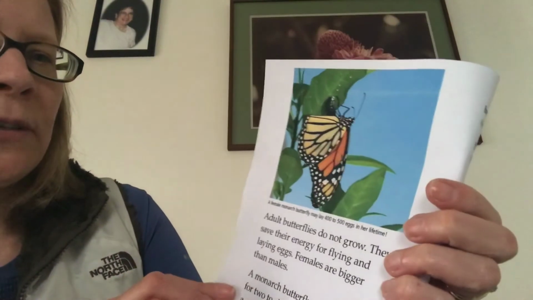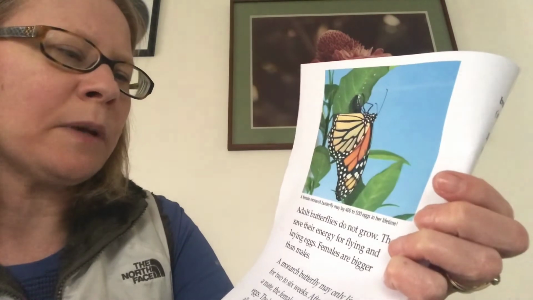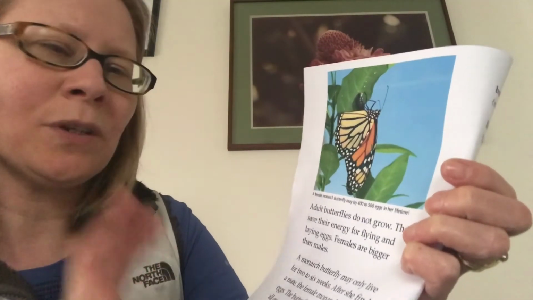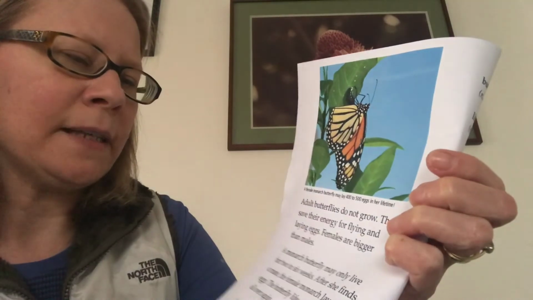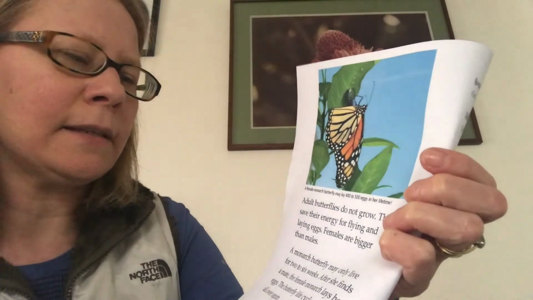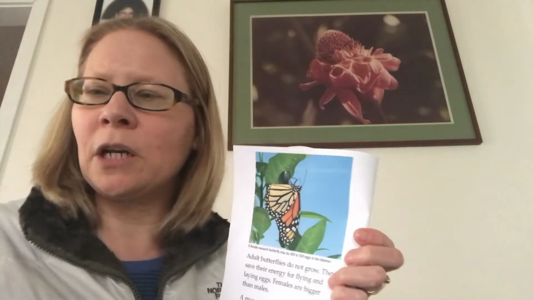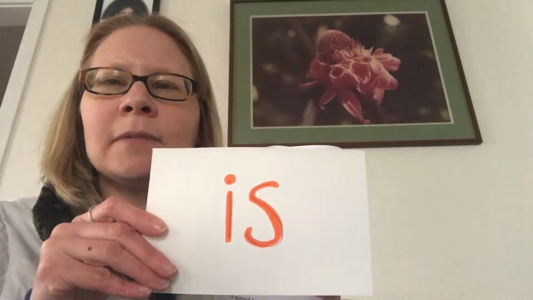Adult butterflies do not grow. They save their energy for flying and laying eggs. Females are bigger than males. A monarch butterfly may only live for 2 to 6 weeks. After she finds a mate, the female monarch lays her eggs, and the butterfly cycle starts all over again. For this picture, we're going to use the word is. The butterfly is laying eggs.